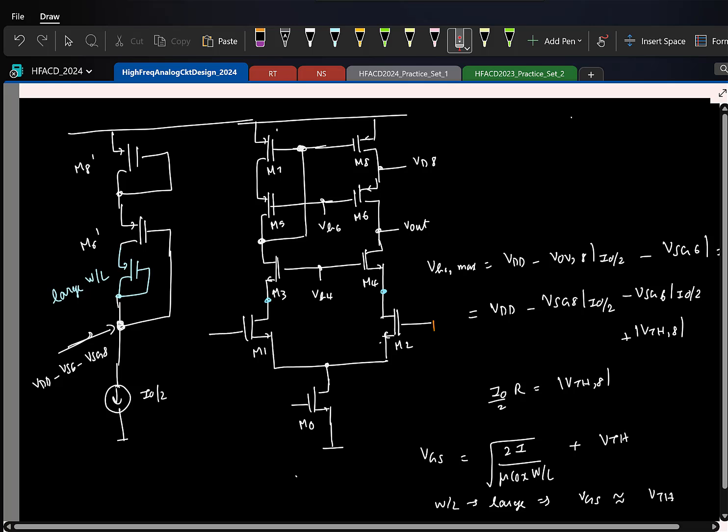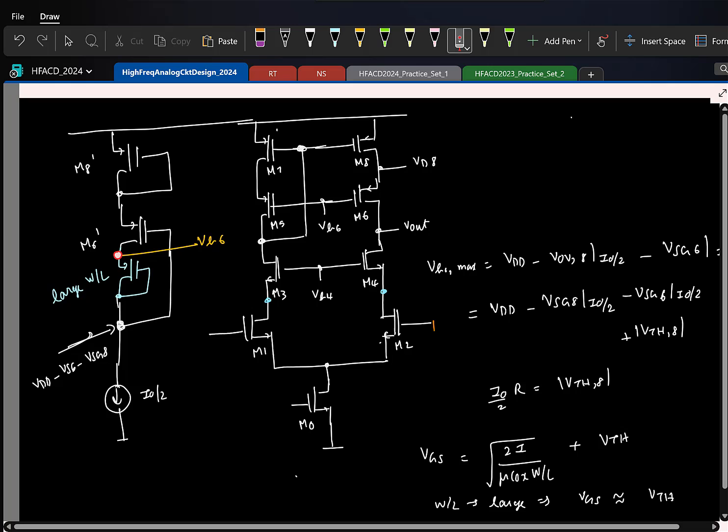Okay, yeah. I should have explained it. So basically, now this will be the... So remember, this point is VDD minus VSD6 minus VSD8. That is same as the gate voltage for this transistor. We are tapping from the source.